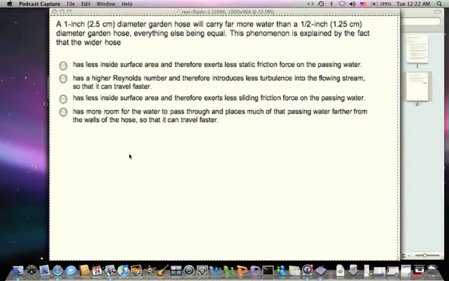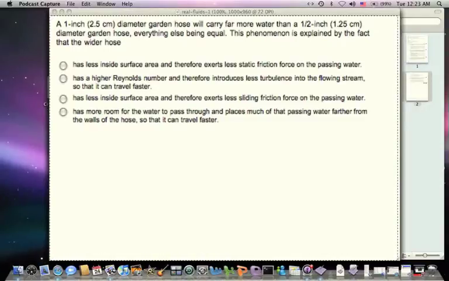So now let's cover the most recent thing that we've talked about, which is what happens in real fluids where you actually have interactions. The first question is, a 1-inch, 2.5 centimeter diameter garden hose will carry far more water than a 1/2-inch diameter garden hose, everything else being equal.